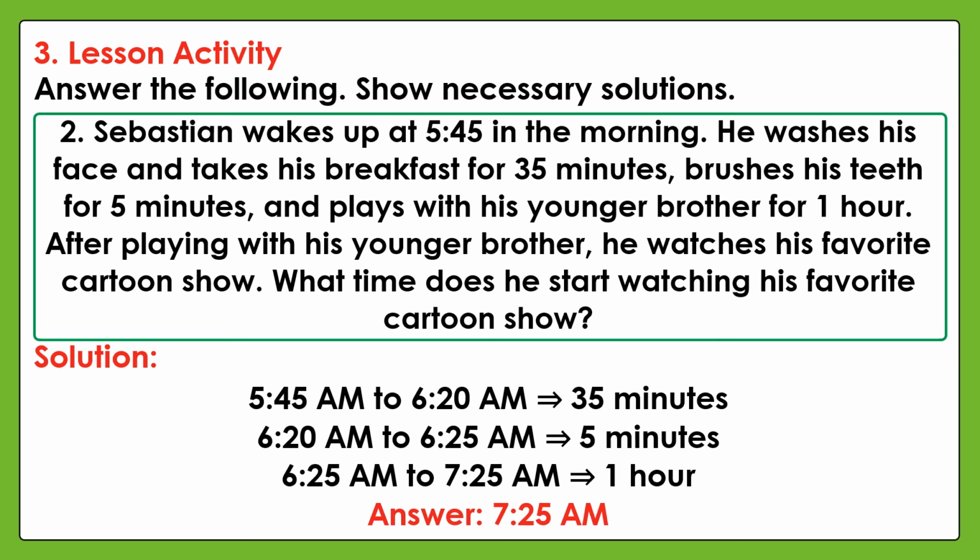Solution, from 5:45 a.m. to 6:20 a.m., that is for 35 minutes. From 6:20 a.m. to 6:25 a.m., that is for 5 minutes. From 6:25 a.m. to 7:25 a.m., that is for 1 hour. Therefore, the answer is 7:25 a.m.